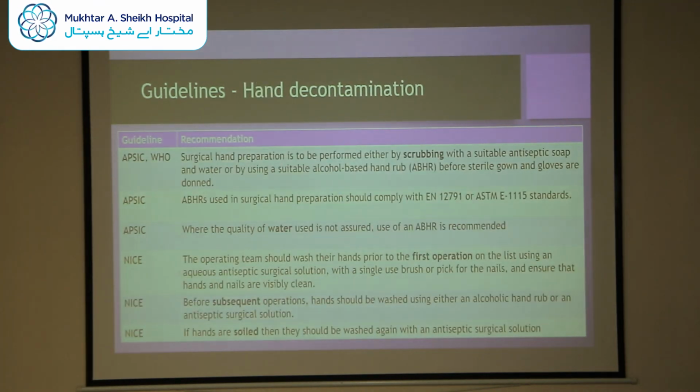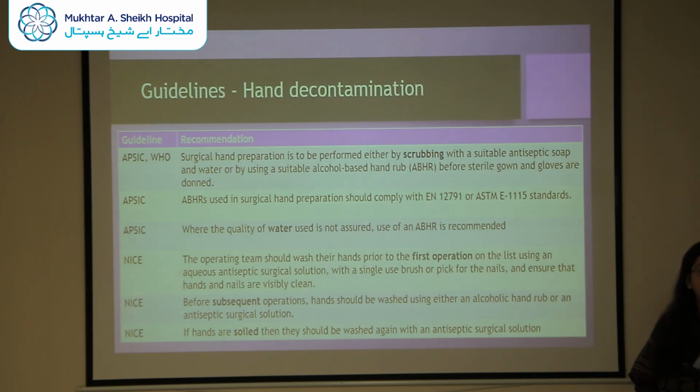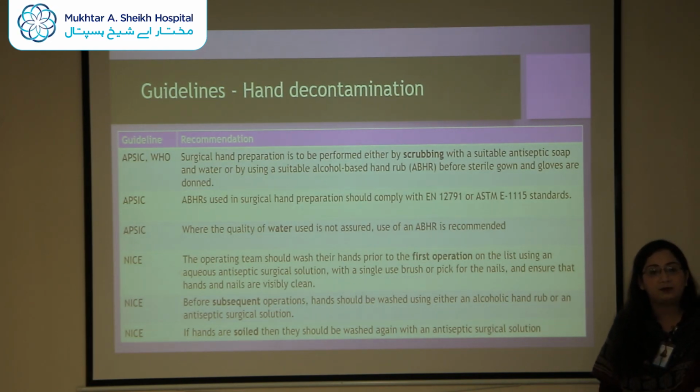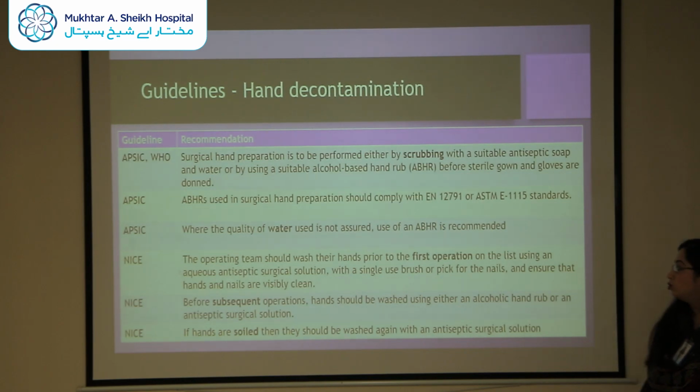So with regards to hand decontamination, scrubbing can be done by using antiseptic soap as well as by using alcohol-based hand rub. However, for the first wash of the day, it's better to use a proper hand scrub, and then for subsequent procedures, only alcohol-based hand rub can be used. Where the quality of water used is not assured, using alcohol-based hand rub is recommended.